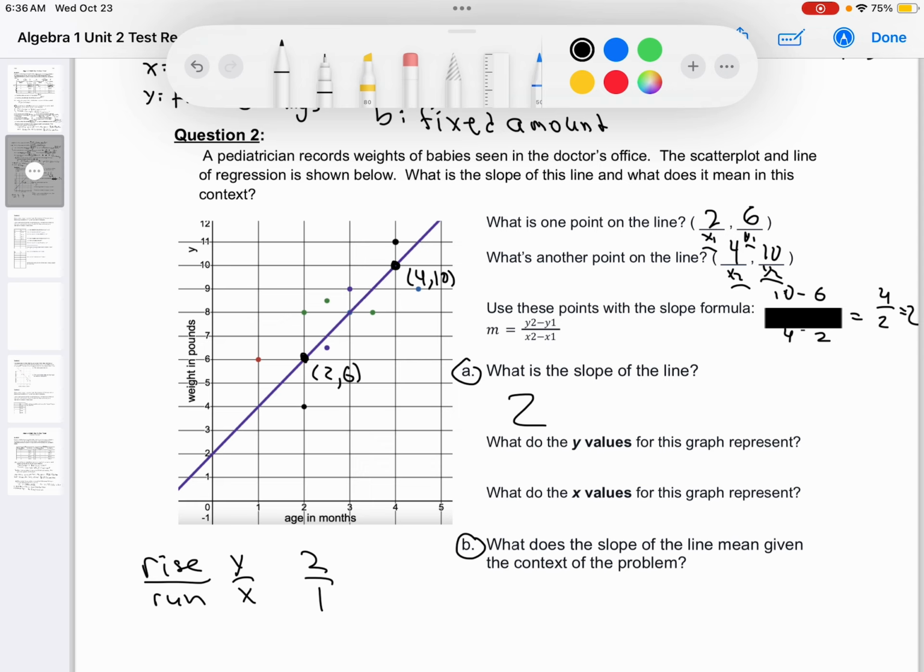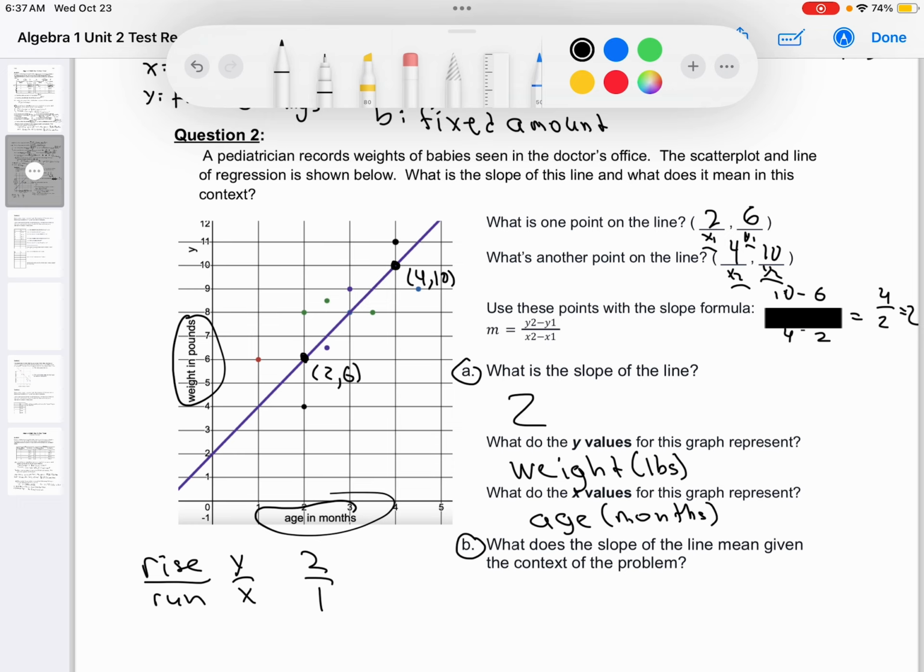So it says, what do the y values for this graph represent? Well, here they are right there. The weight in pounds. So the y values represent the weight in pounds. What do the x values of the graph represent? Well, there you go. It's labeled on the graph right there. This is the age in months.